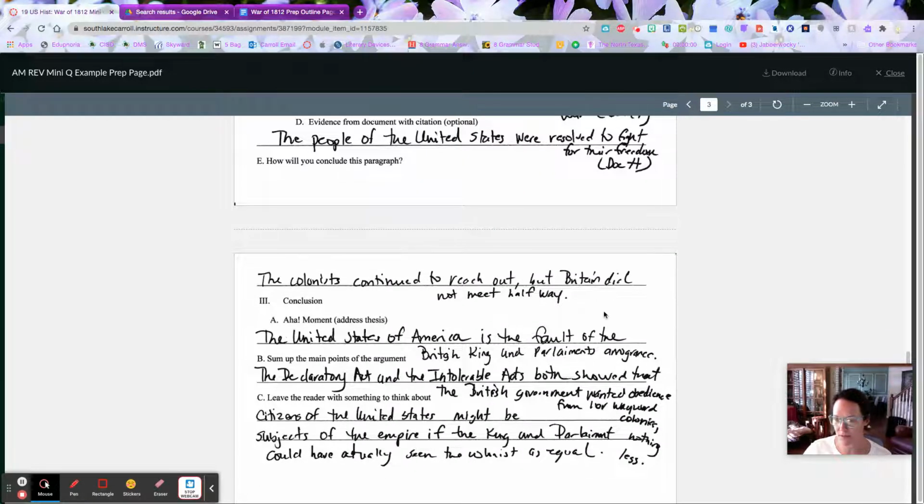I conclude that paragraph. Then in your conclusion, make sure that you have an aha moment. Sometimes I go opposite of this, the what if kind of. Sum up your main points and then leave your reader with something to think about without writing a question. Do not write a question. Please don't do that. So that's how I'm going to prepare.